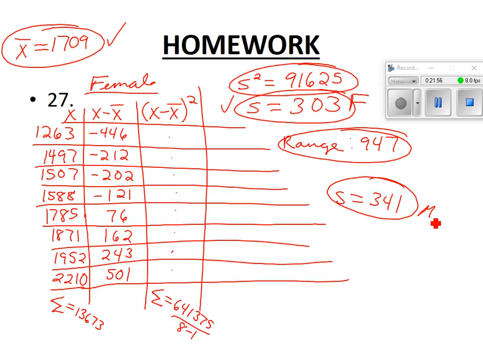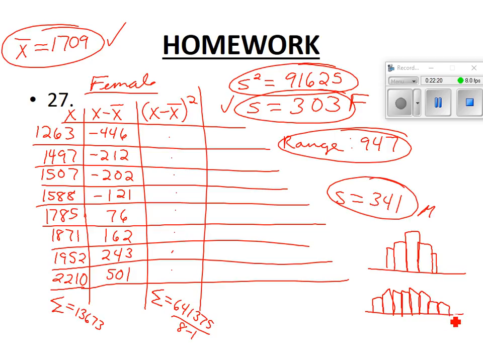So if we were looking at a graph, the female graph might look something like that, where the male graph, my drawing's not very good, might look something more like that, where they're more spread out. Why might that be? Because some are stupid. That's true. We have a lot of males maybe going and taking this test.